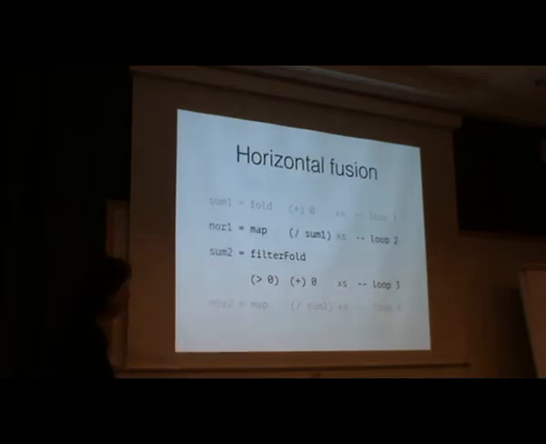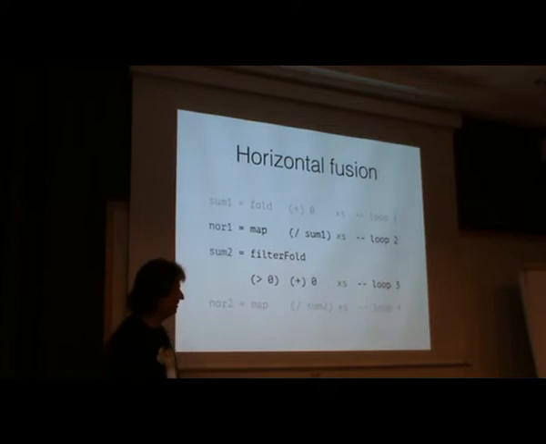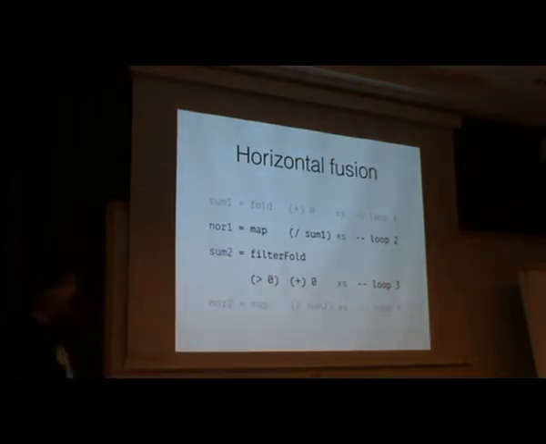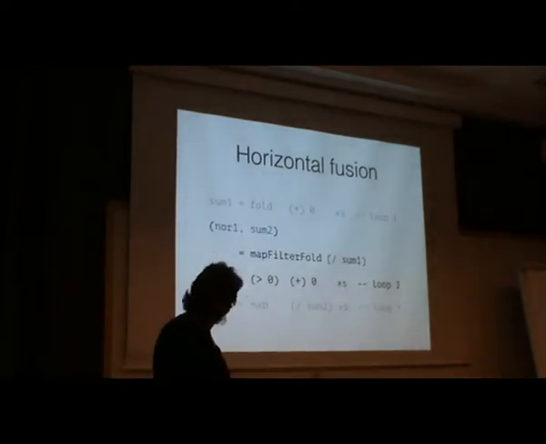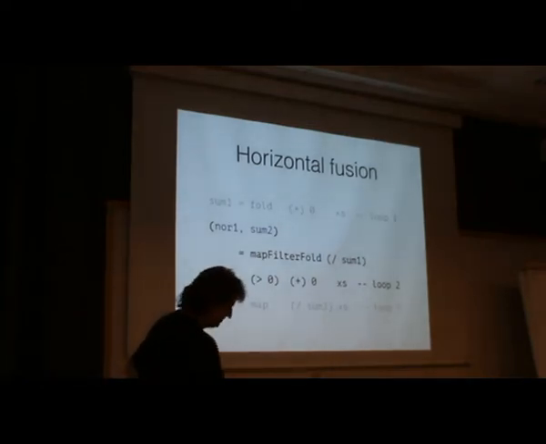Now, horizontal fusion, we've got multiple combinators working over the same input data. These both work on the x's input array. So if we had a map filter fold combinator, we could make them into one. So that's pretty cool.